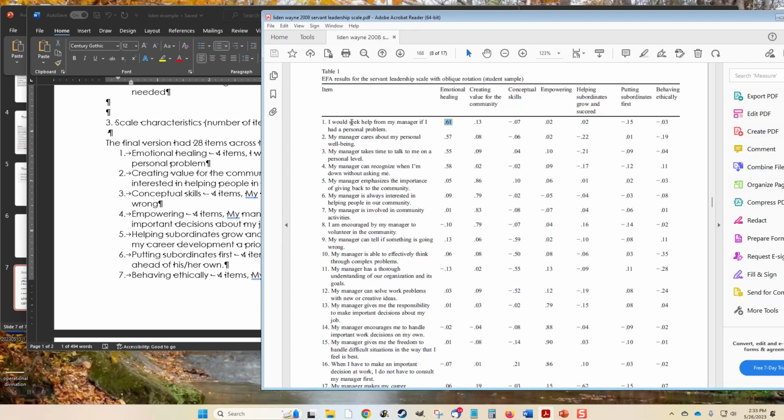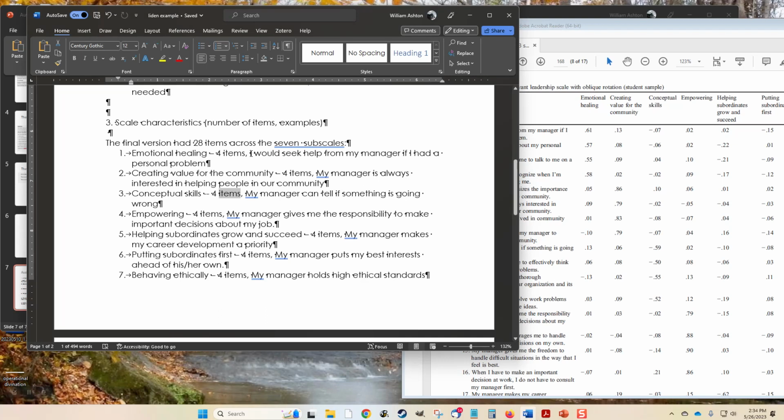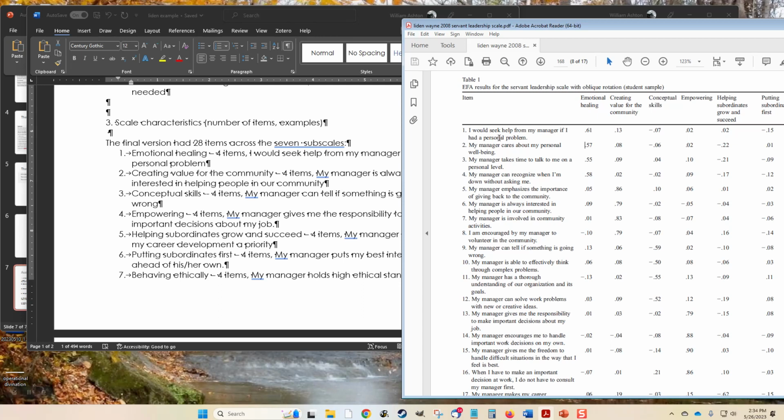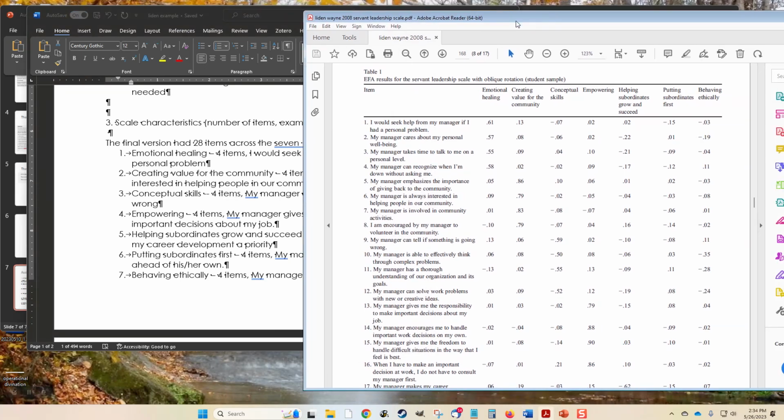And you'll see here 1, 2, 3, 4. 4 items have loadings 0.61, 0.57, 0.55, 0.58. These loadings that are high indicate that these are the 4 items that load onto emotional healing. And so one example I gave of emotional healing would be I would seek help from my manager if I had a personal problem. And since this is an item with exact wordings, you can cut and paste it and don't have to worry about plagiarism, because there's no way to say that in your own words. You have to say it in the author's words, and it's understood.